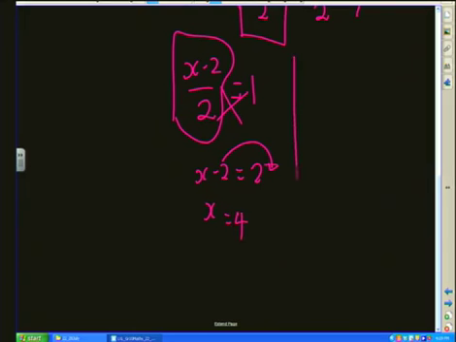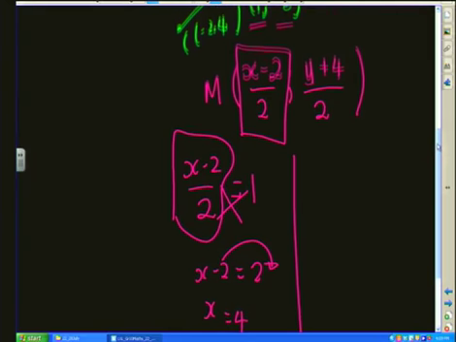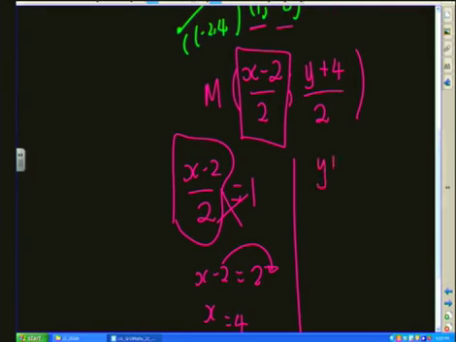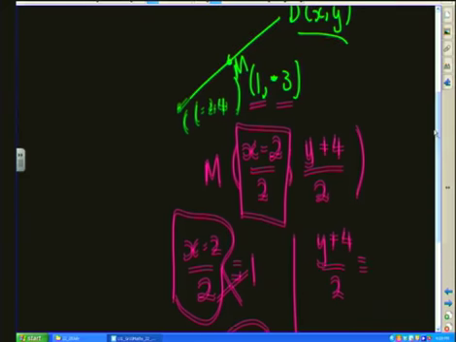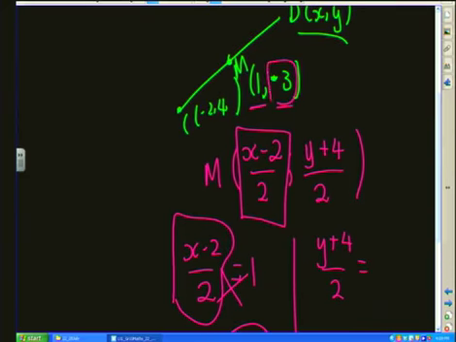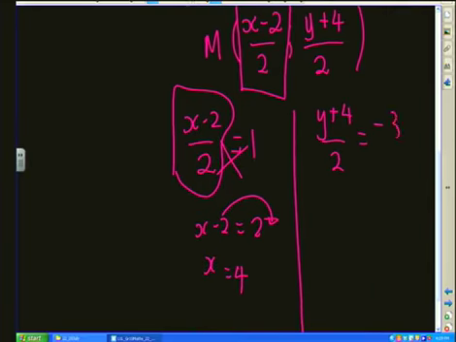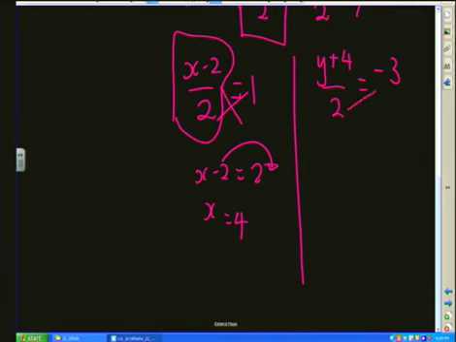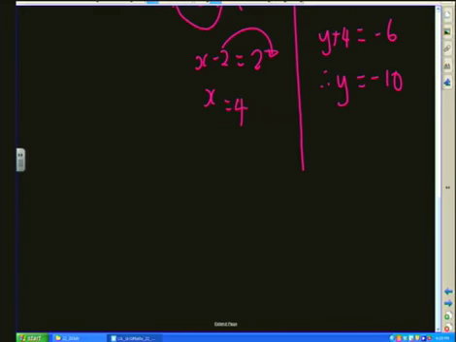Okay? Similarly, for the y-coordinate, we see that an expression for that y-coordinate is y plus 4 over 2. And that's going to be equal to the y-coordinate of the midpoint, which we know is minus 3. So we make that equal to minus 3. We then cross multiply and we'll get y plus 4 is equal to minus 6. Therefore, y will be equal to minus 4 minus 6, which is minus 10. Okay. So now we can say the coordinates of D are x is 4 and y is minus 10.